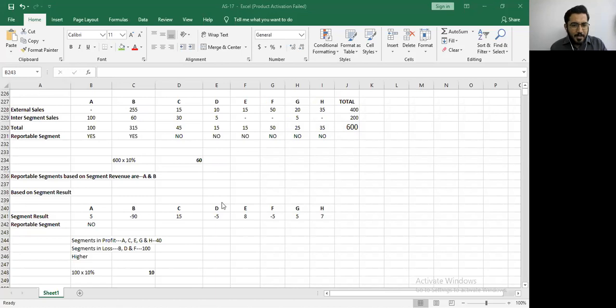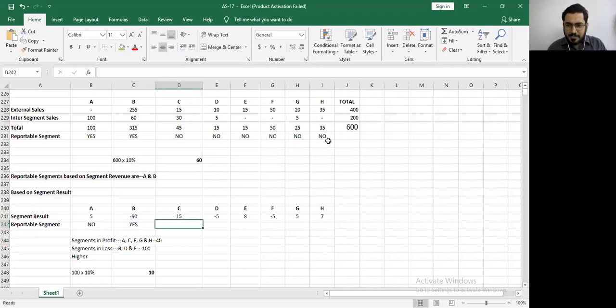What about segment B? Please remember, you will ignore the minus sign. In this case, you need 10, but you have 90. So it exceeds the 10% criteria. Separate disclosures are required.